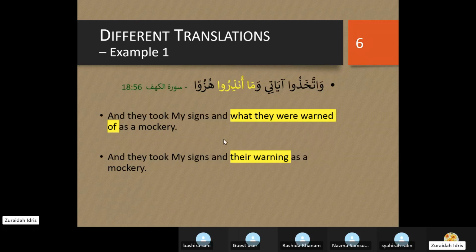But when we do the translation of this, we will take into account that of the day. Now, how do we do this? We do it like this. Their warning of theirs. Yeah, their warning. So we don't translate it as "and they took my signs and warning as a mockery." A better way of translating it is "and their warning."